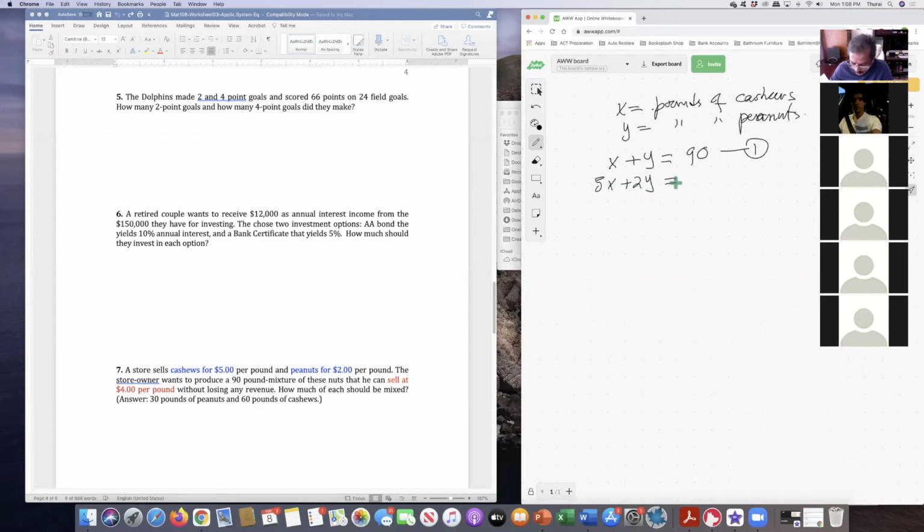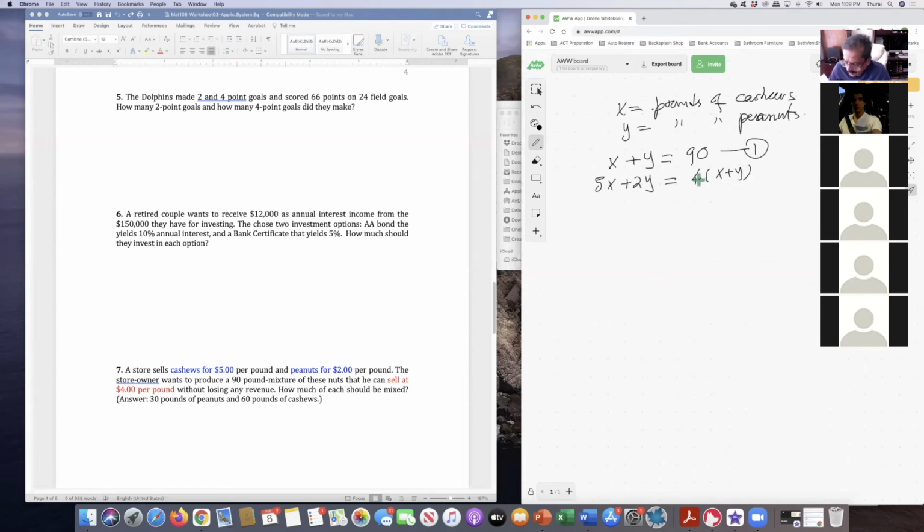Okay, 5x plus 2y is correct for the value of the cashews and peanuts going into the mixture, and that should be equal to the value of the mixture itself. And did you say 4x plus 4y? Yeah, okay, that's correct. Basically, she's saying $4 times x plus y, which is right. $4 is the price the mixture is selling at. The total weight of the mixture is x plus y, so $4 times x plus y is the total value.